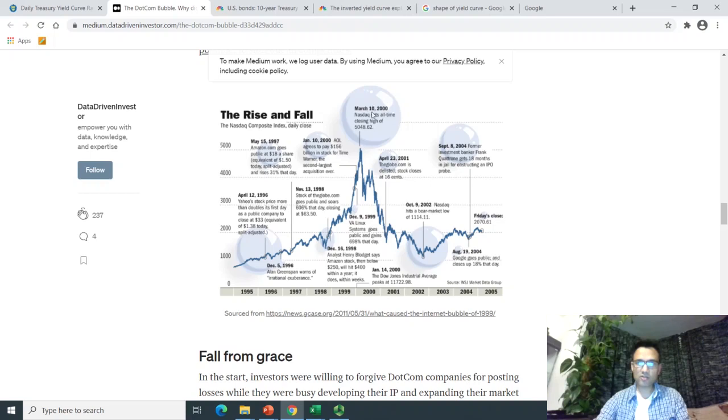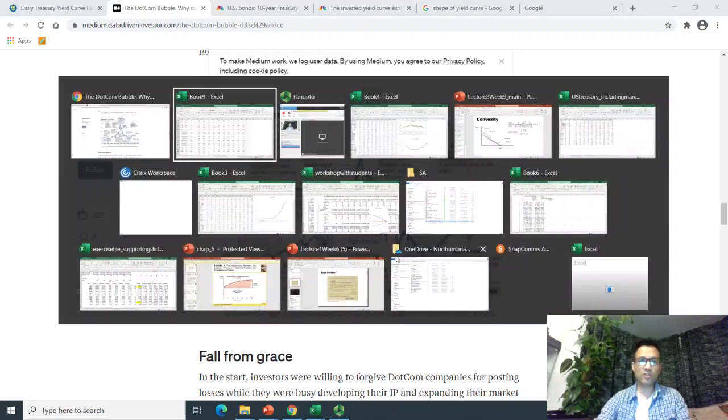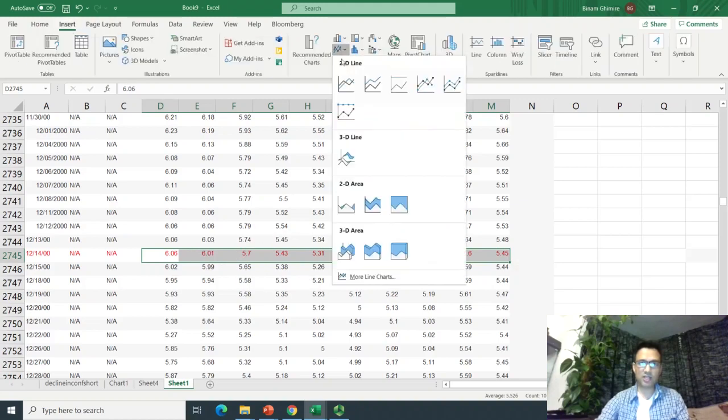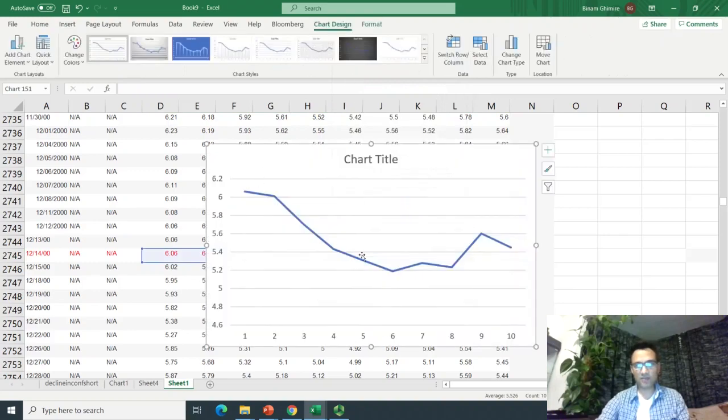So 2000 high, 2001 crashed, and we also observed a recession of around 8 months in 2001. So let's see what the shape of the yield curve was before the economic recession of 2001. We can see here that the shape is an inverted one. So this is already giving an indication that the economy will face some kind of recession. That's what we can see.